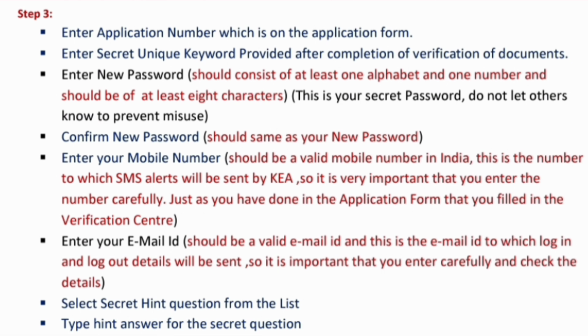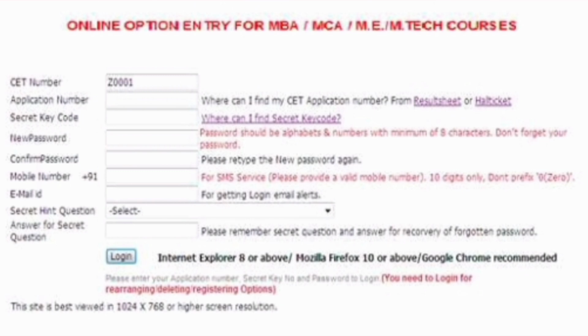So that is the next step, that you have to choose the new password, and then you have to enter your mobile number, enter your email ID, and then select the hint question from the list and type the hint answer also. So this is the actual page which it will look like. You can see I mentioned CET number, application number, secret key code, new password, confirm password, mobile number, hint question, hint answer. That is what is required to do the login.